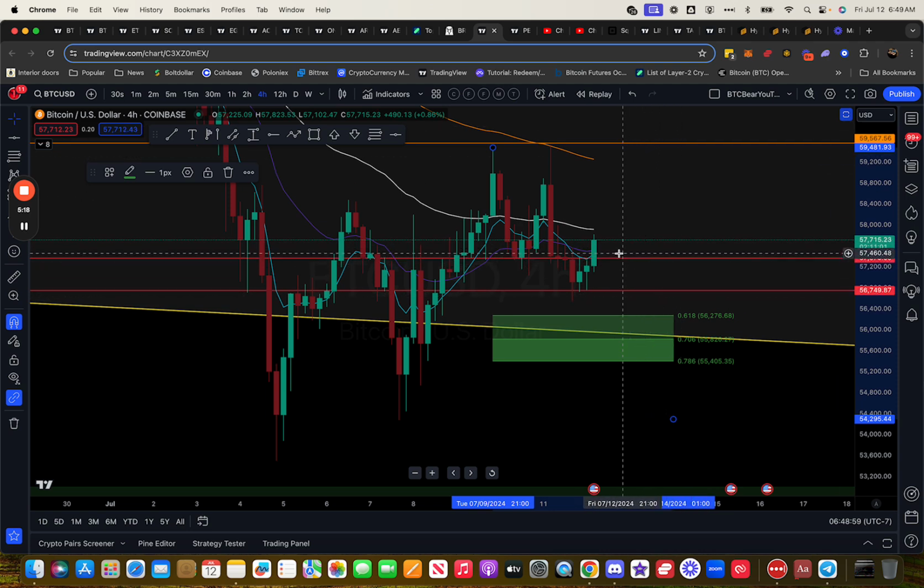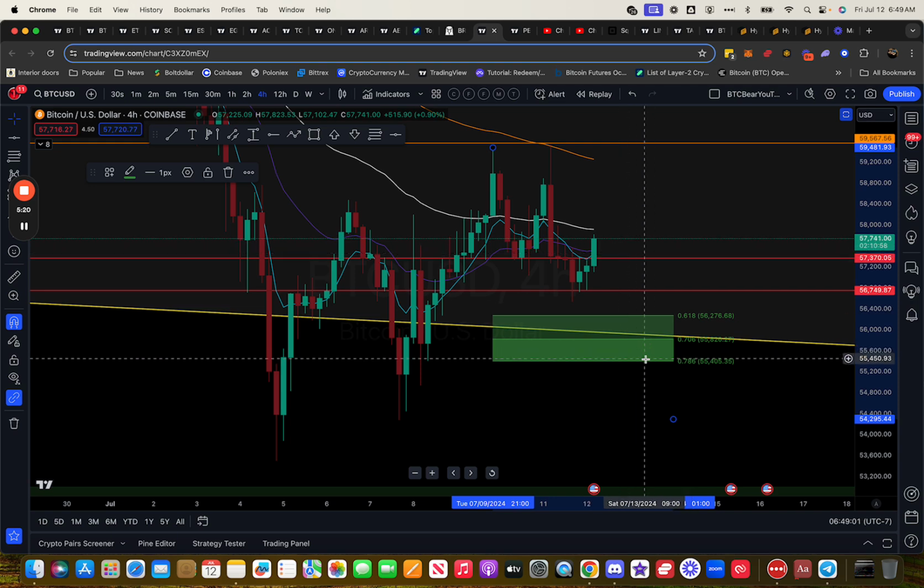Now, let's give some targets for the upside. And we already know what the target to the downside is. If we break here, that's the target to the downside. Yes, I know. Every single trader on Twitter has posted the same thing. We're going to 52,000. We're going to 52,000. We're going to 50.